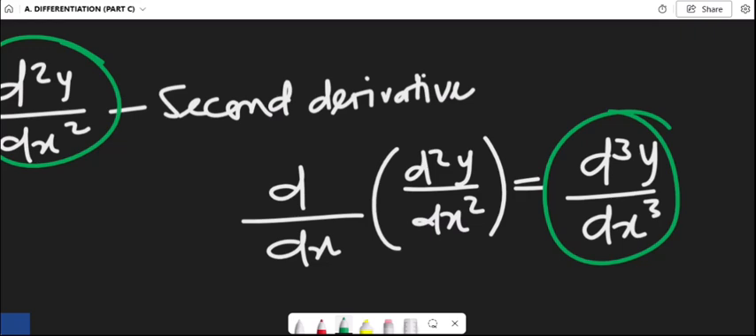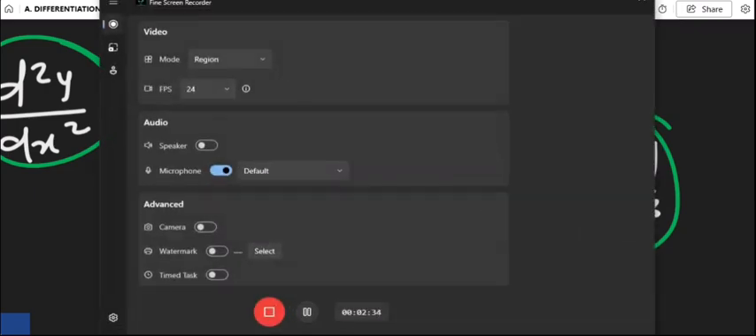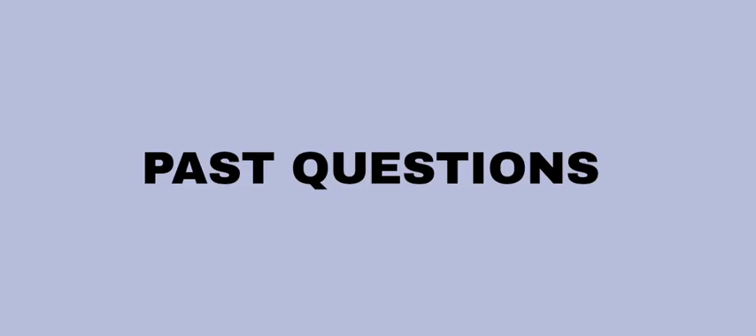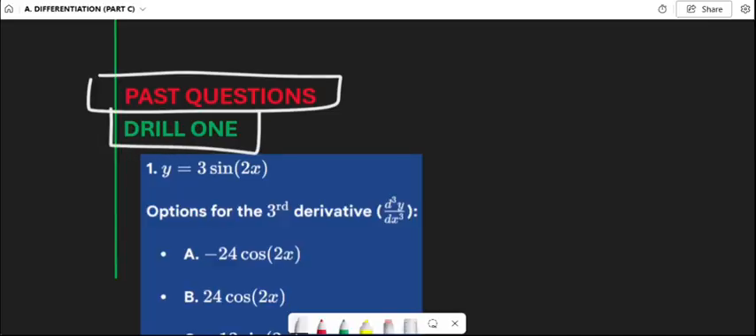So let's solve questions involving this. Okay, so let's look at this question, which is our past question. The first question said if y is given to be 3 sine in bracket 2x, which of these options is correct for the third derivative, meaning d cubed y over dx cubed?